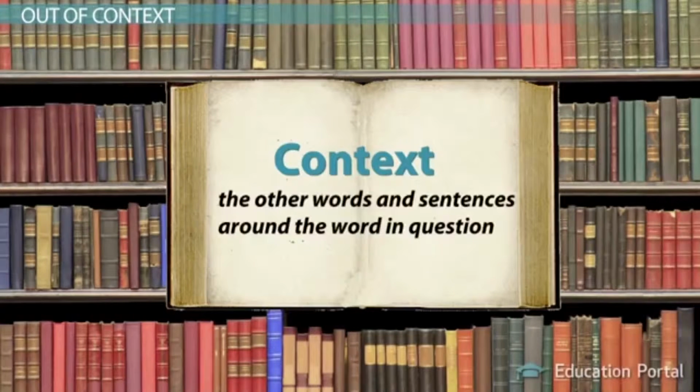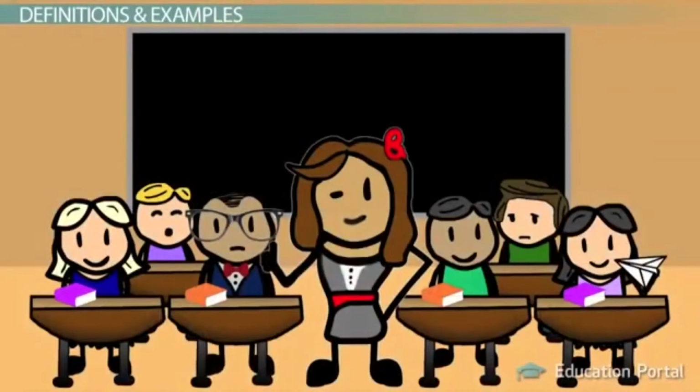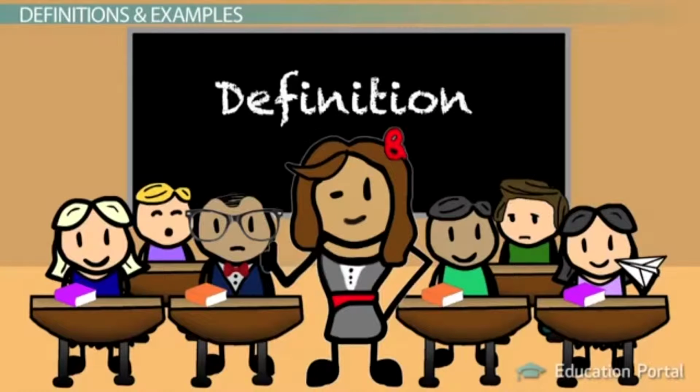Context refers to the other words and sentences around the word in question. There are several great methods for using context to figure out what words mean. The first is to look and see if the definition of the word is right there. This can also be a restating of the word.